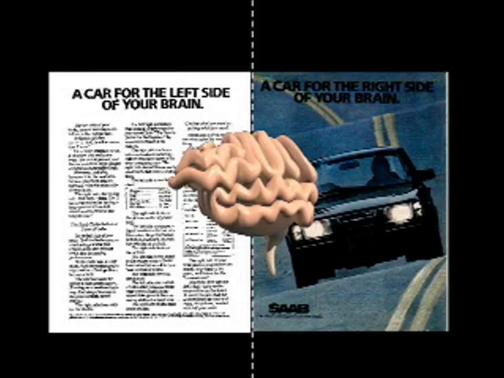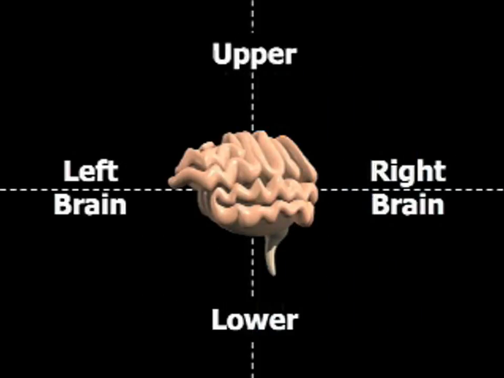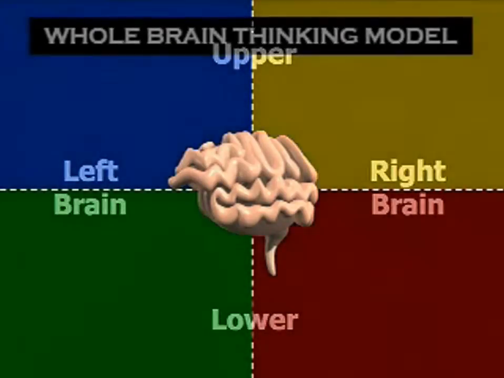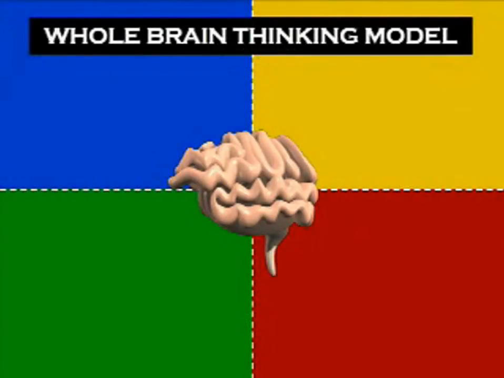Our research has shown that in fact we have 4 distinct areas of thinking in our brains that have a left and a right, but also an upper and a lower. We can think of this as the whole brain thinking model. We all have preferences for one or more of these quadrants, which will impact our thinking and influence our assumptions. The model is a proven resource that you can use in learning how to challenge assumptions.